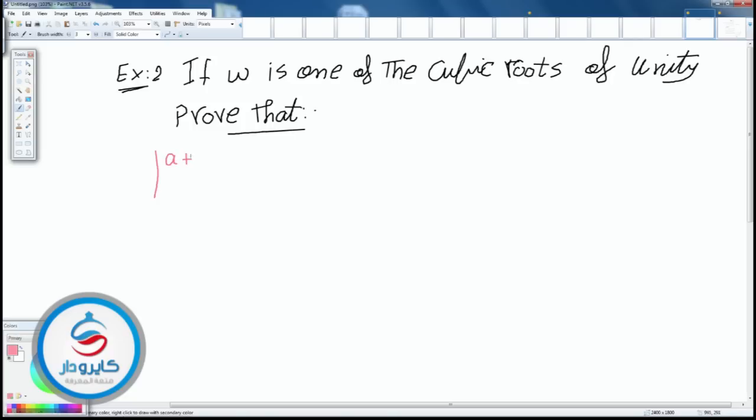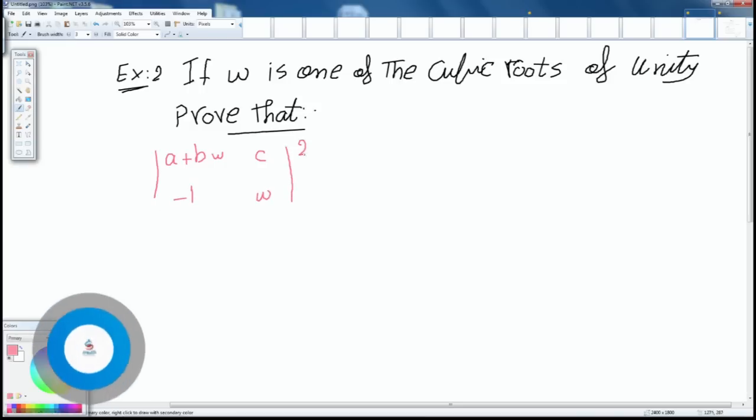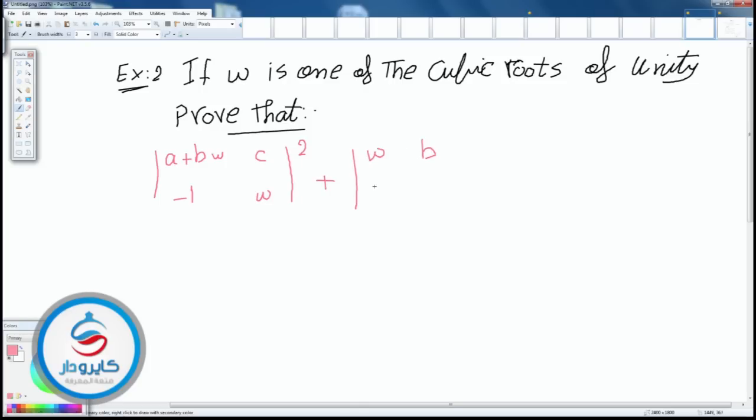the determinant A plus B omega, C, negative 1 and omega, squared, plus the determinant omega, B, negative 1, A, omega plus C, power of 2, plus the determinant omega power 4, A, negative 1 and C, omega plus B, power of 2. This expression equals 0.